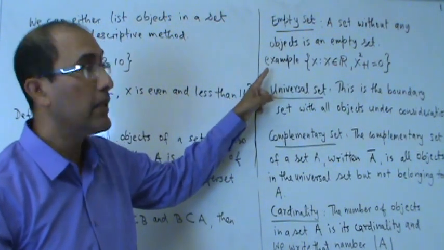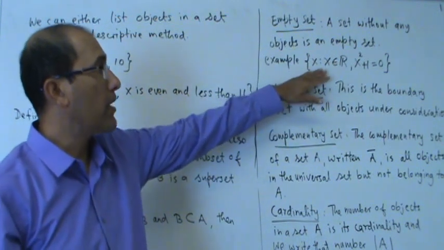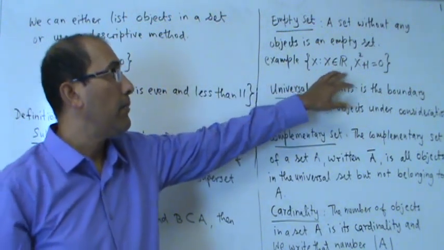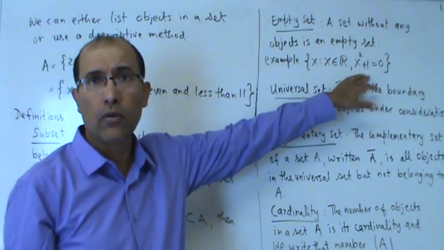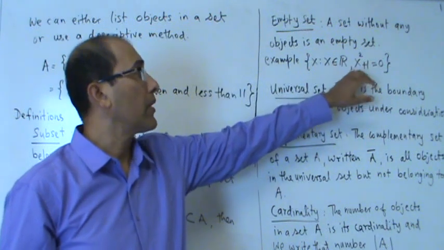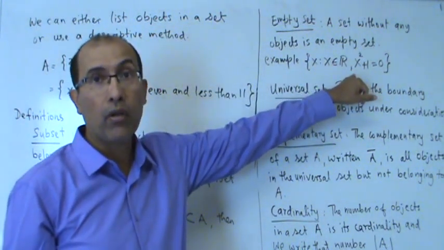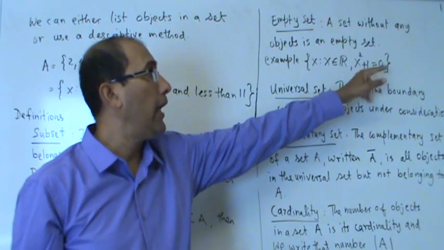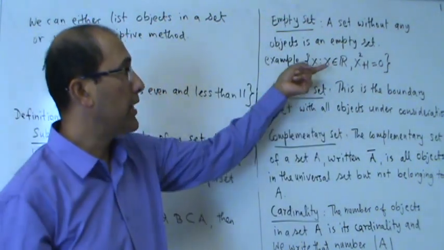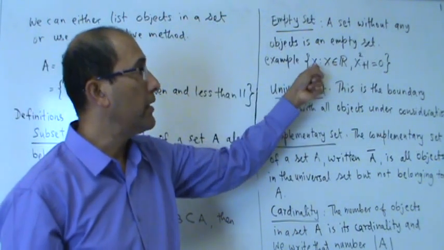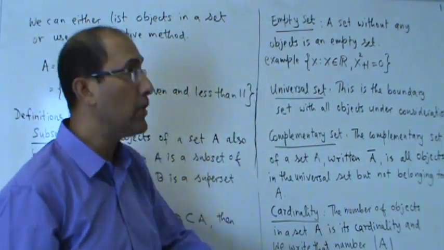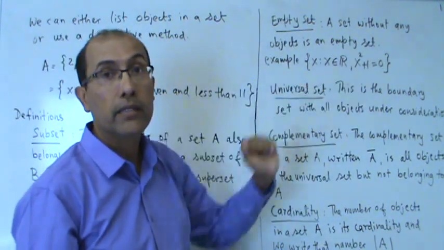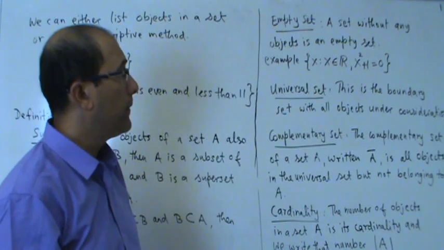An empty set is a set without any objects. So it doesn't have anything in the set. So if I look at this example, I want to look at all real numbers. What's in this set are real numbers, but x square plus 1 is equal to 0. Now for a real number, if I square it, it's going to be non-negative, and then add 1, it's going to be definitely positive, and it cannot be equal to 0. So this is an empty set. This is a set, but it has no objects in it, because we only want real numbers in this set, and there are no real numbers satisfying that equation. So it's an empty set.